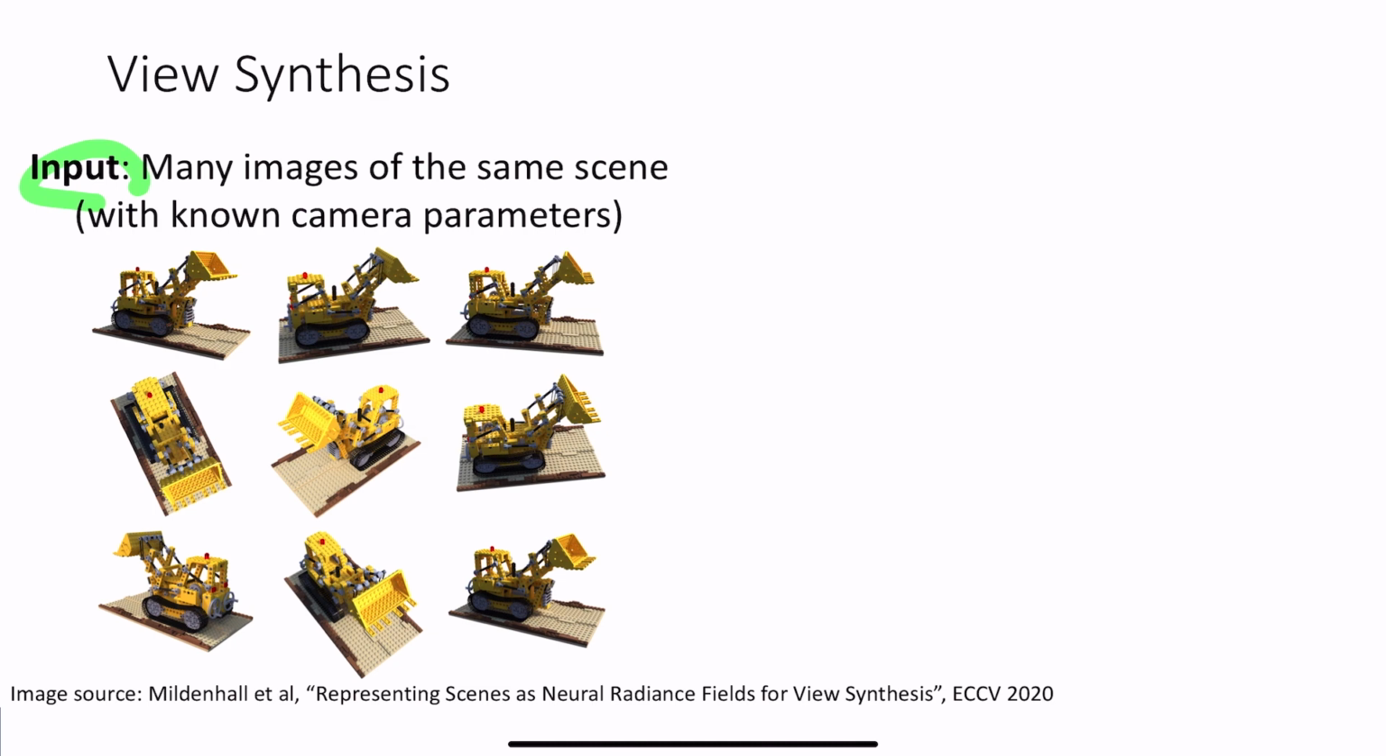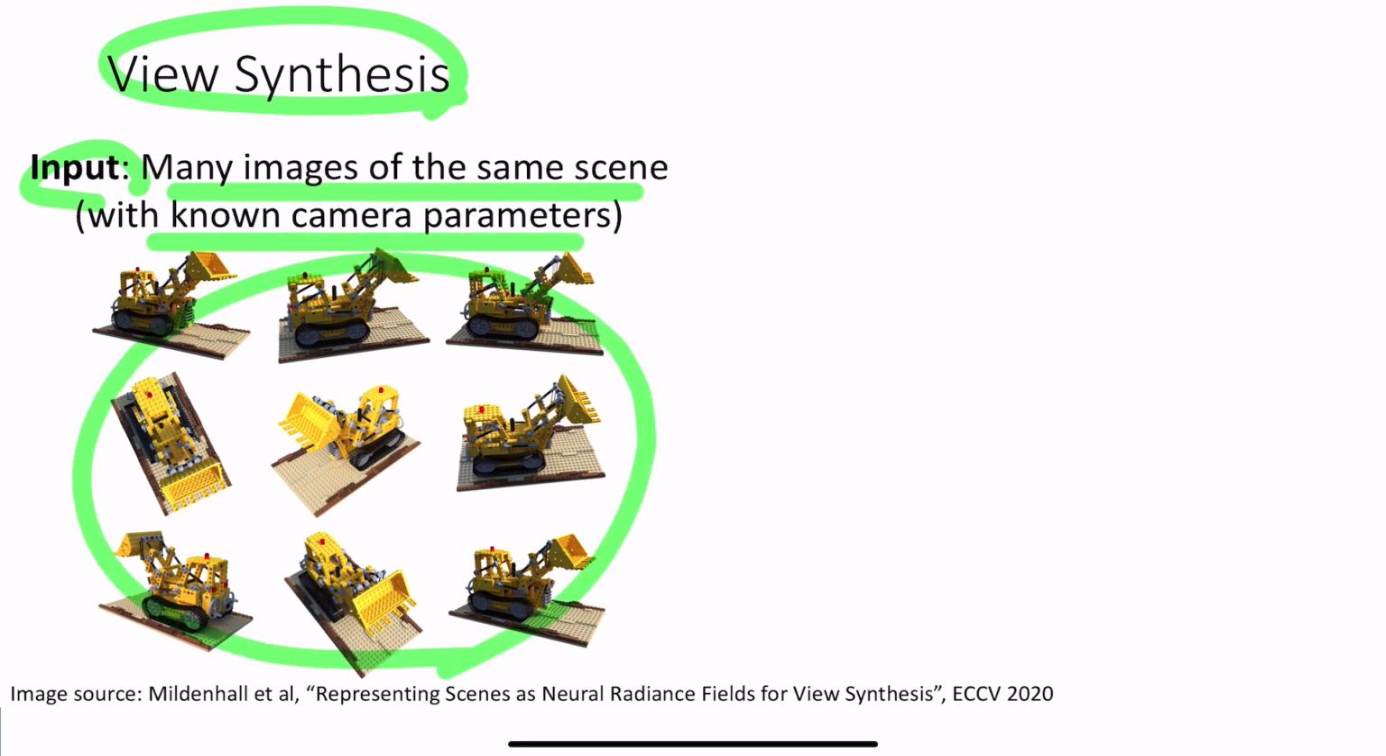First of all, the NeRF paper, starting from novel view synthesis. The task is like this. Given input images, let's say many images of the same scene with known camera parameters like this. This is the multi-view images taken of the same scene, taken under different camera viewpoints.